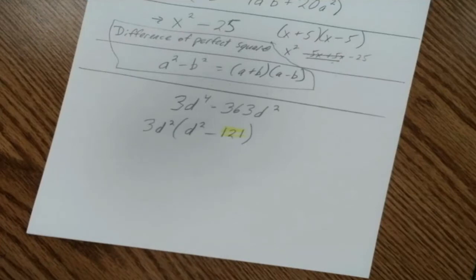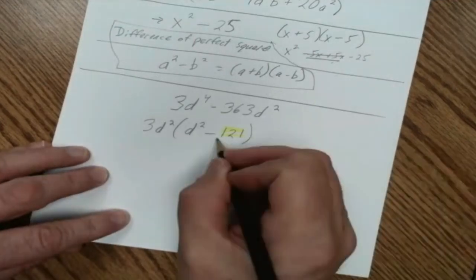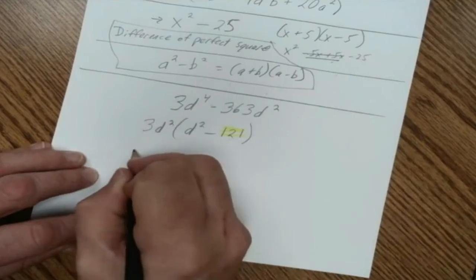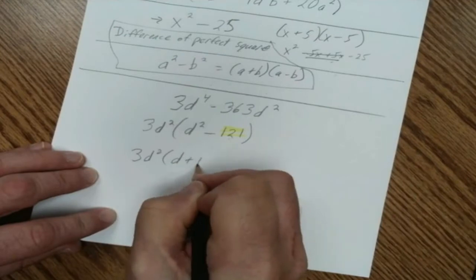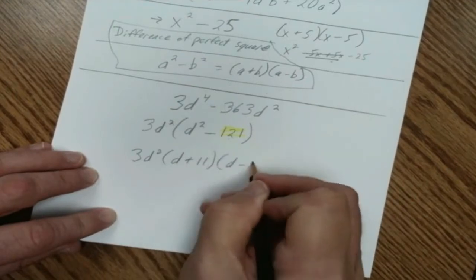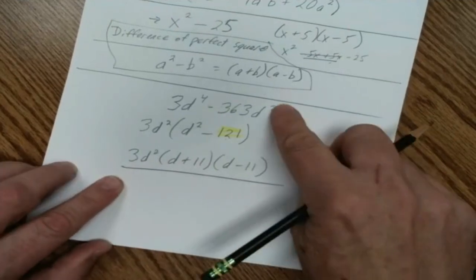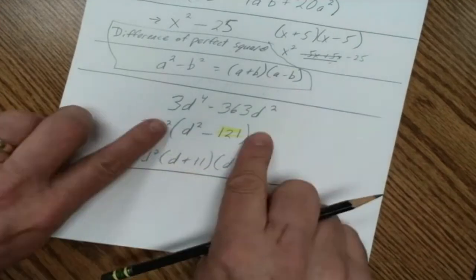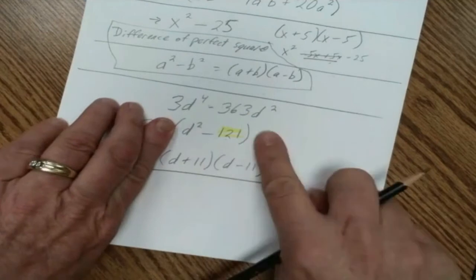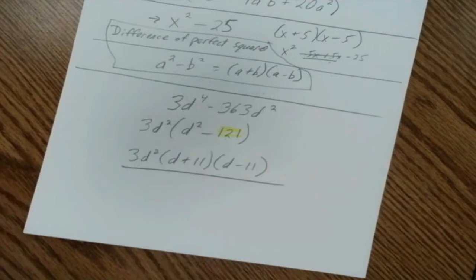121. Oh, a lot of you guys are in a hurry. That is the same thing as 11 times 11. So this actually factors down to 3d squared times d plus 11, d minus 11. And that is the smallest factors we can break this down into. We pull out the greatest common factors, and then this factors nicely into d plus 11, d minus 11, because it's the difference of perfect squares. Difference of perfect squares. All right, good job with that, guys. Let's move on.